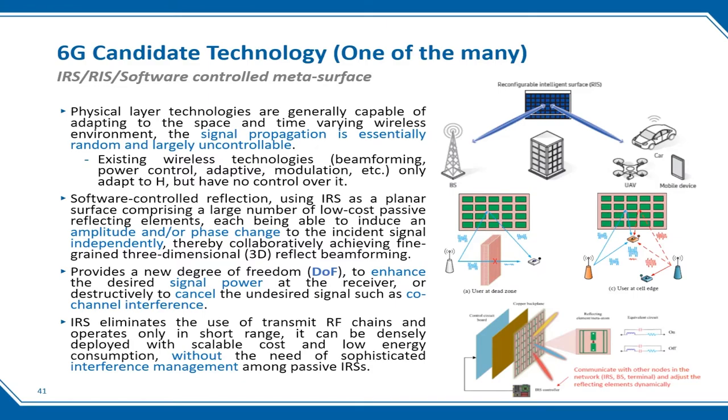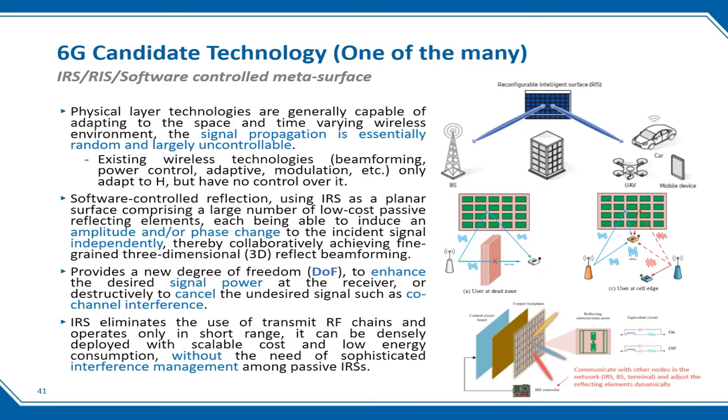So typically, if we look at wireless communication and physical layer technologies, these are generally capable of adapting to the space and time varying wireless environment. So largely, depending on the channel, we can adapt different schemes, like we can do beamforming, we can do power control, we can do adaptive modulation. These are the mechanisms to adapt to the channel, but we don't have any control over it. So if there is a method to control this environment, then that would bring in a new degree of freedom, right? So a software controlled reflection using IRS as a planar surface is deployed in the environment.